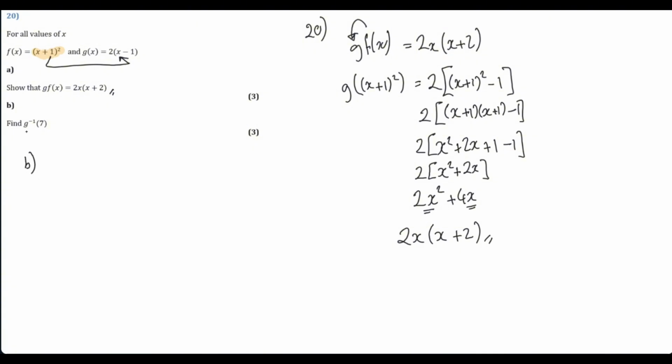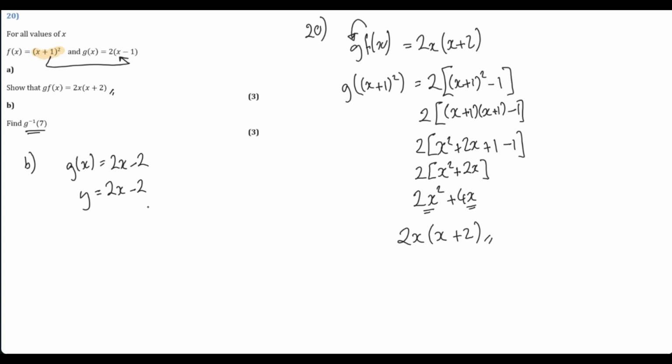Part B, find the inverse of g with an input of 7. Okay, so g(x) is equal to 2x minus 2. So I've just multiplied out the brackets. Now, when you're doing the inverse, what you can do is just take out the notation of the function, which is g(x), and just replace it with y, because it's essentially the same thing. So y equals 2x minus 2.